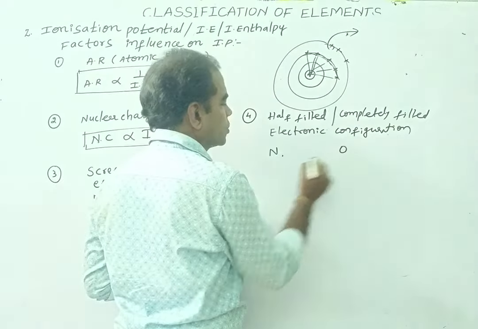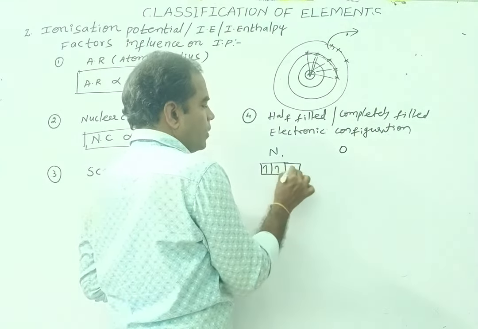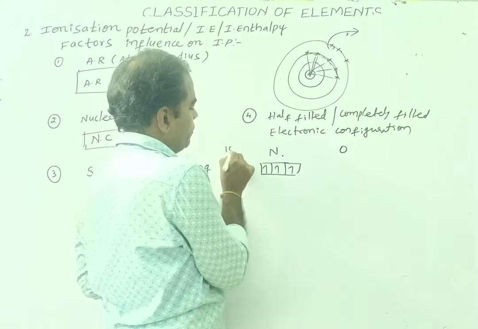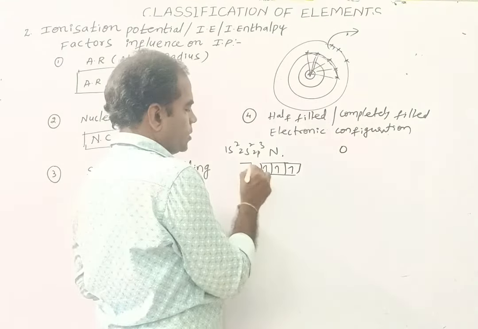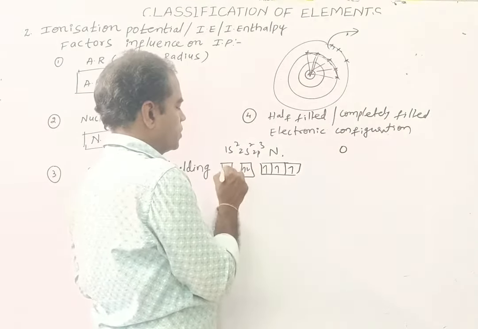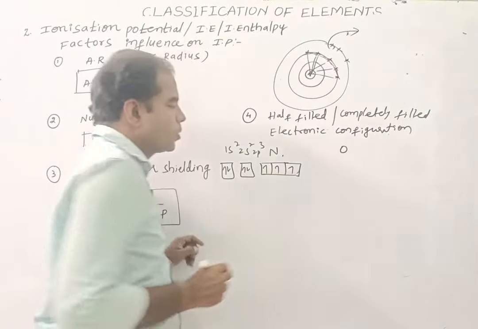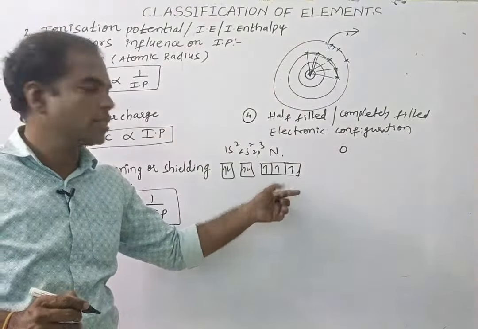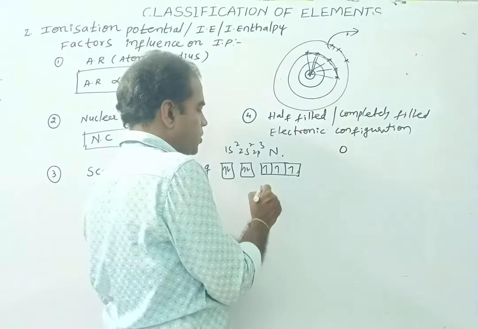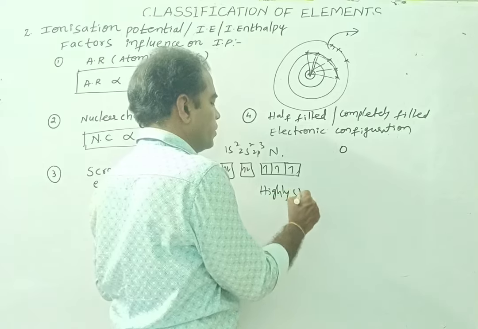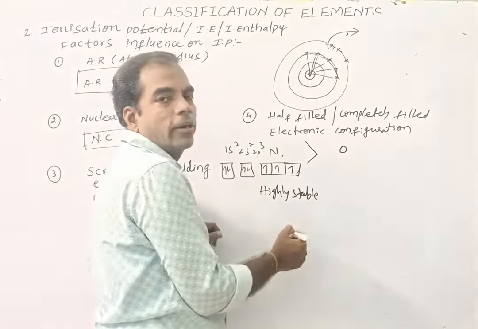Nitrogen, oxygen. The electronic configuration of nitrogen is 1s2, 2s2 and 2p3, right? Here this is 2s2 and this is 1s2. Is it clear? 1s2, 2s2, 2p3. In 2p3, each orbital is filled with one electron. This is a half filled electronic configuration. So half filled electronic configuration is considered to be highly stable. To remove the electron from the half filled electronic configuration requires more energy than oxygen.